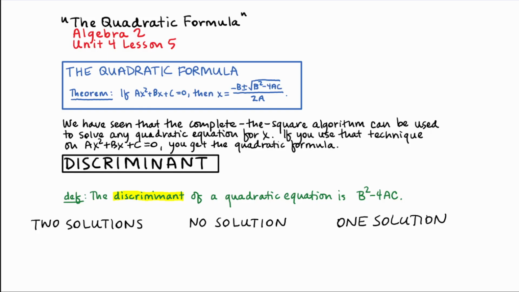Alright, welcome. In this video, we're going to be talking about the quadratic formula. And in this video, I'm just going to give you the formula. I'll tell you that the quadratic formula is that if ax squared plus bx plus c is equal to 0, then x is negative b plus or minus the square root of b squared minus 4ac all over 2a. Kind of like you learned in Algebra 1. Okay, and I'm not going to be proving that for you in this video.